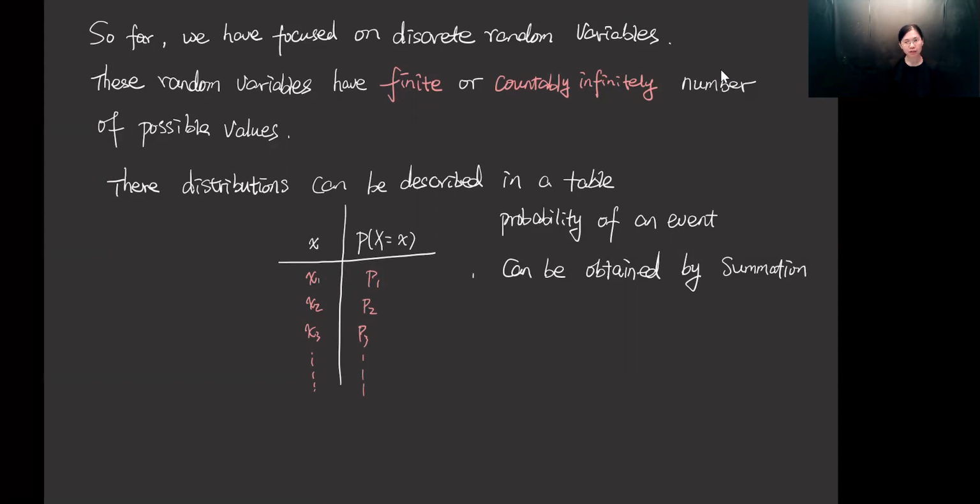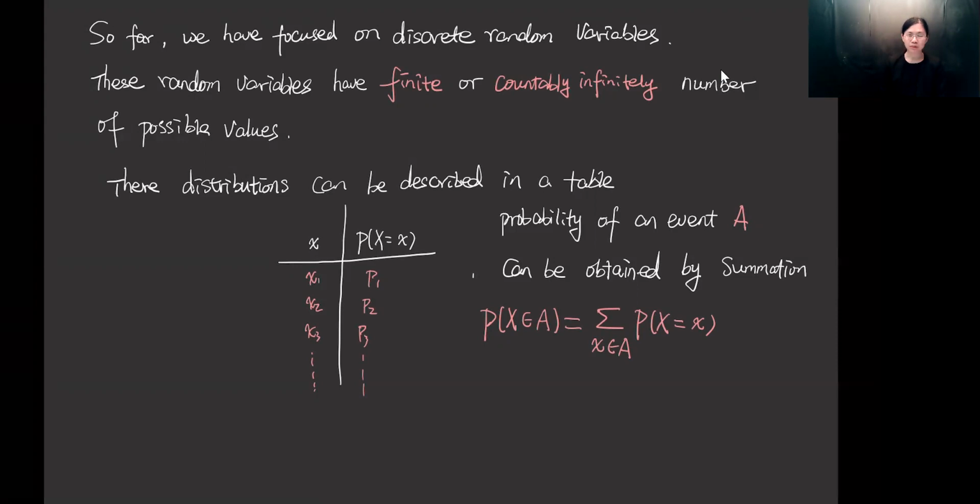For discrete random variables, to calculate the probability of an event A, we can sum up the probability that X equals each of the values in A. So the probability that X belongs to the event A, or P(A), equals the sum over little x in A, P(X = little x).